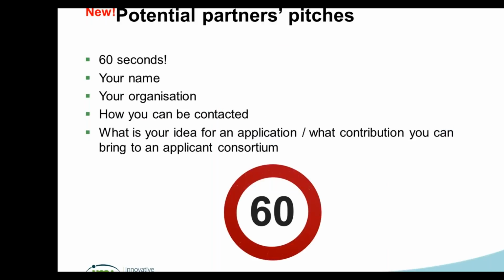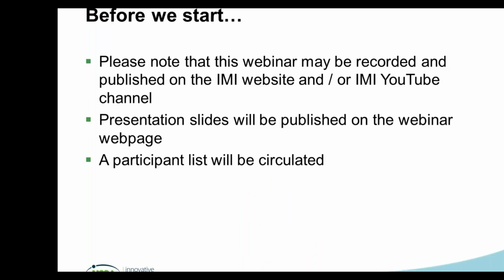And this is now the new feature that we will try out on today's webinar, potential partner speeches. We will allow the people that express their availability to do so 60 seconds to introduce themselves by stating their name, organization, how they can be contacted, and what is their idea for an application, or what is the contribution that can be brought to an applicant consortium. Please make sure that for those that do give pitches, you stay within the 60 seconds, or otherwise we will have to unmute you. This session will come at the end of the webinar, so after the question and answer session and also after the presentation session.